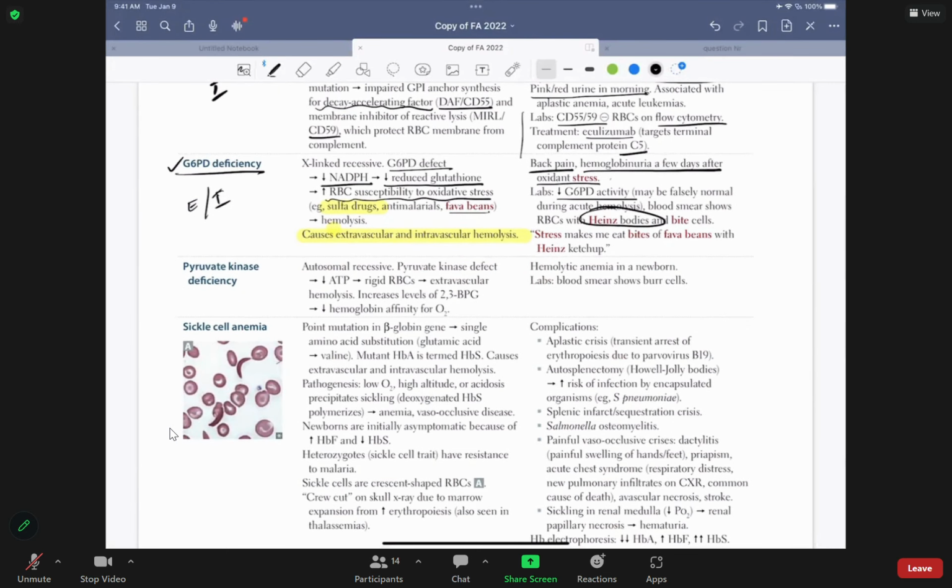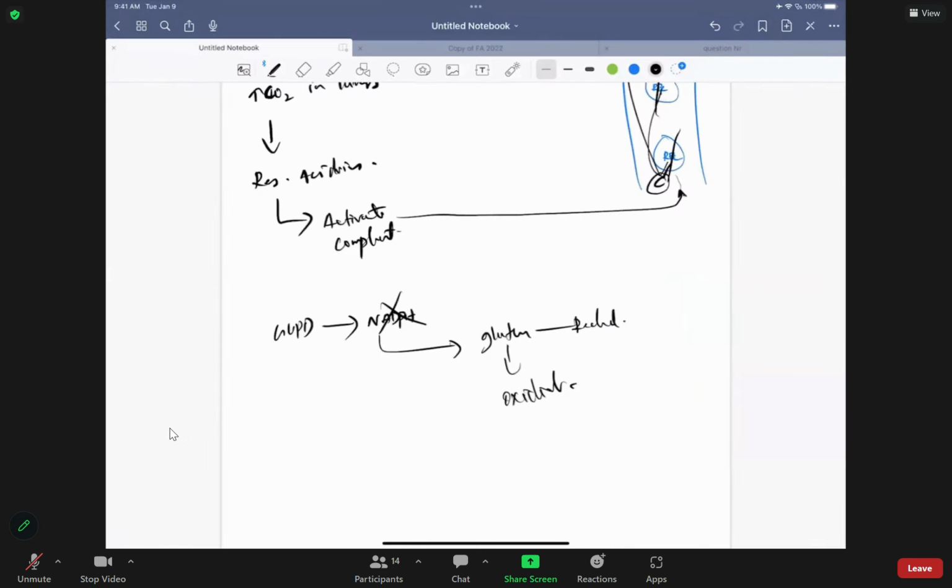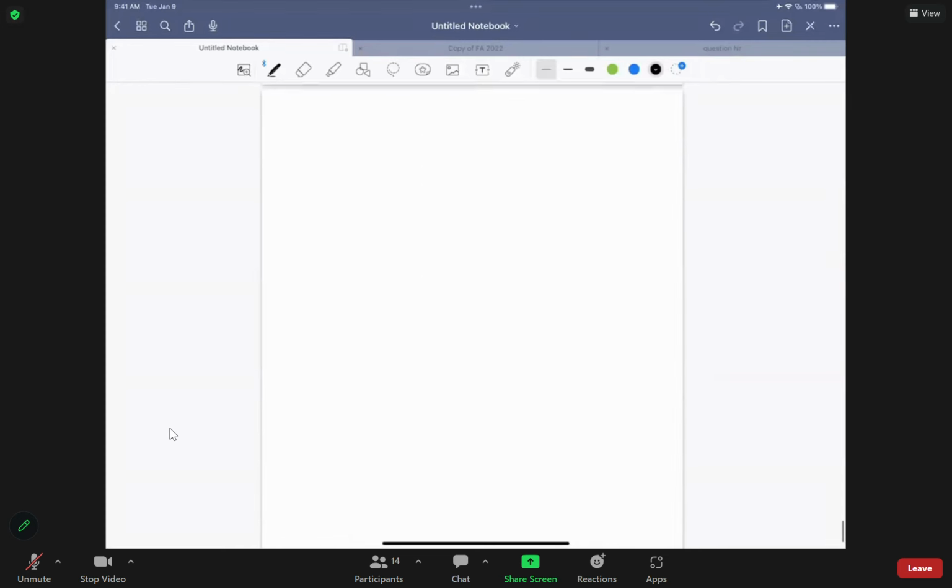Now look at the next one. Pyruvate kinase deficiency. What does pyruvate kinase do? It converts phosphoenolpyruvate to pyruvate. Pyruvate goes into the TCA cycle and so on. Red blood cells don't have mitochondria or anything, so they depend on ATP from an outside source. When you have a pyruvate kinase deficiency, can you do the TCA cycle? Yes or no? All right. So that's something we're going to have to learn.